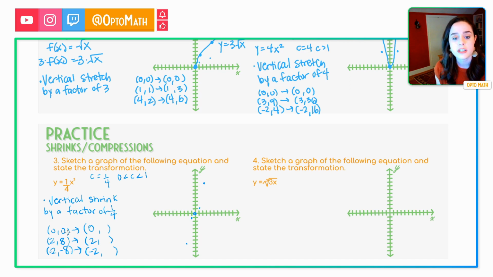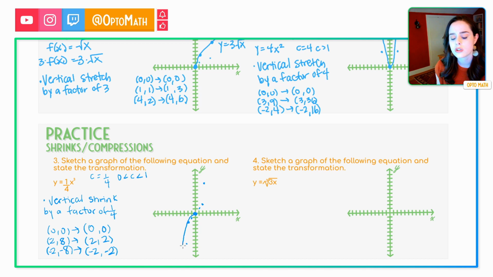We're going to multiply each current y by 1/4 to get our new y. So 0 times 1/4 is 0. 8 times 1/4 is the same thing as 8 divided by 4, which is 2. And negative 8 divided by 4, also known as negative 8 times 1/4, is going to be negative 2. So we've got 0, 0 stays the same. And now 2 is on 2. And then negative 2, negative 2.